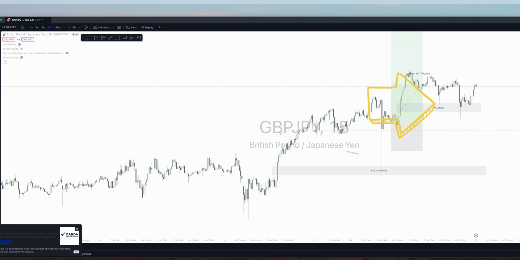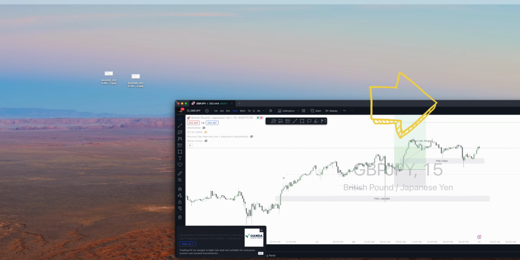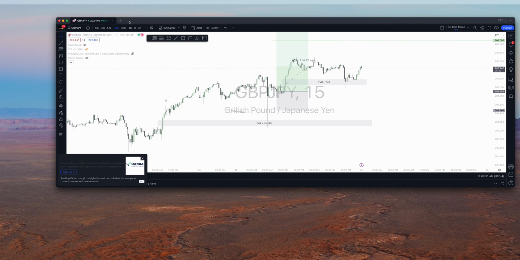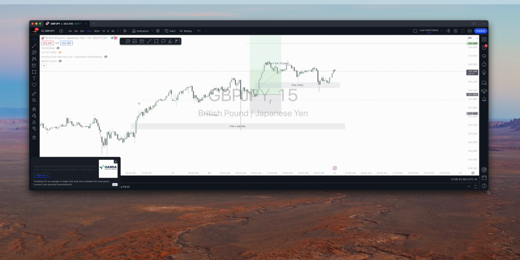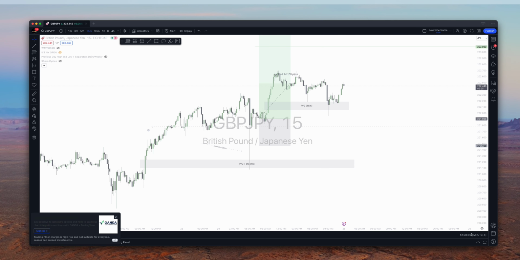Here we are getting that 15-minute fair value gap fill that we finally aimed for. So this would be your normal entry when you're starting out and you're a beginner. This is the easiest entry that you can take. So you have that 15 minutes, also an optimal trade entry.